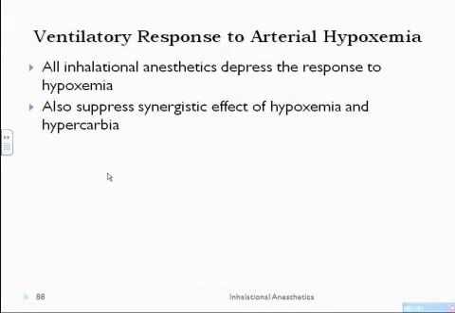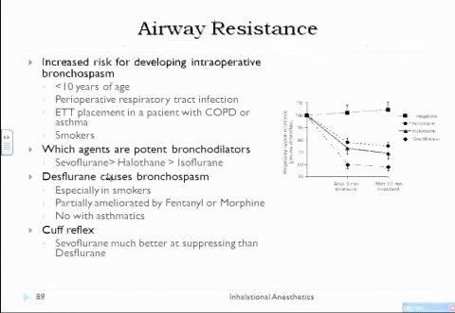The respiratory response to arterial hypoxemia is significantly suppressed with all volatile anesthetics, and that's really important to understand. That means as soon as you give that person a volatile anesthetic, if their main respiratory drive is hypoxic ventilatory drive, they're not going to breathe properly, and everything's going to go in a handbasket. Where you see that is in patients that have Pickwickian disease or COPD. You also suppress the synergistic effects of hypoxemia and hypercarbia.